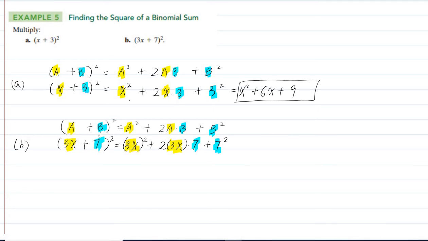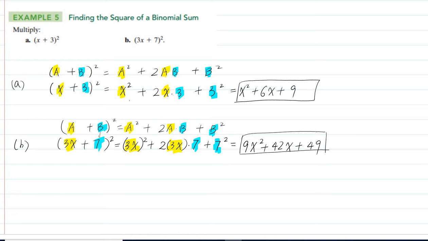Hopefully this will make sense for you with color. Okay, once we have it, we're going to just go ahead and simplify it. That will be (3x) squared. That's just going to be 3 squared. That will be 9x squared plus, it's going to be 2 times 3 times 7, which gives us 42x and plus 49. So that is our example 5.